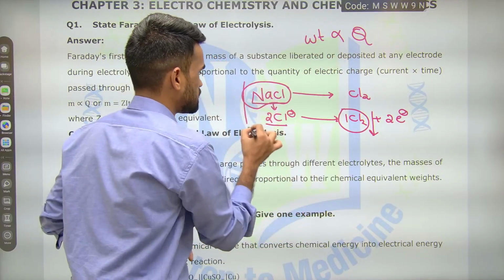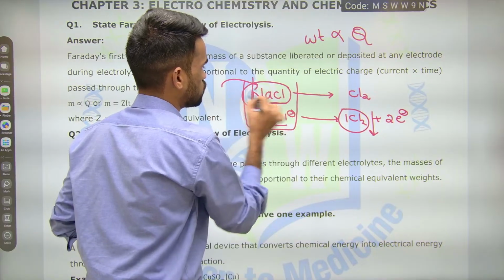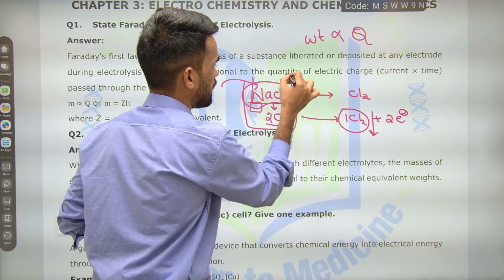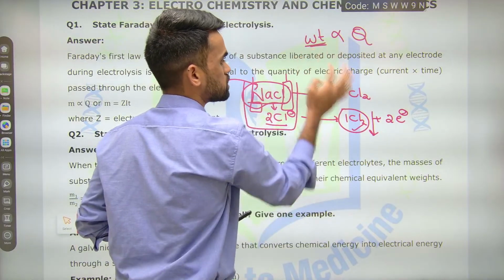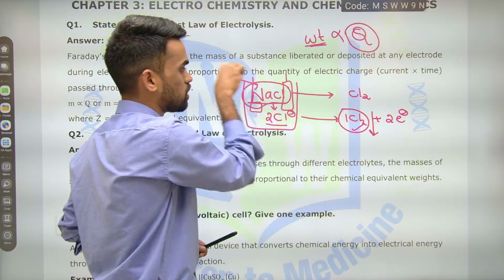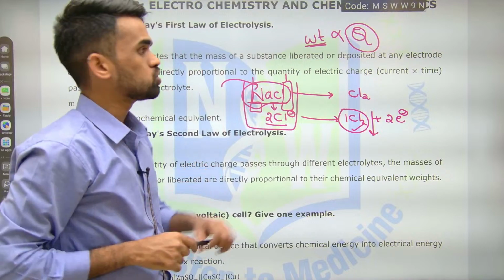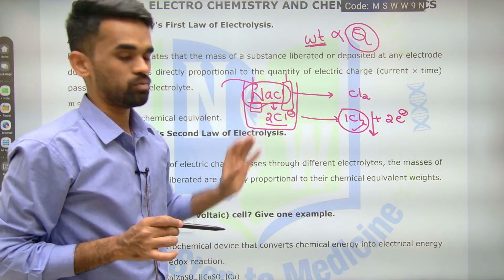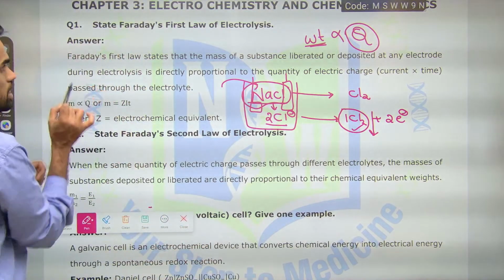Since this is an electrolytic solution, we are passing electricity through it. Now what happens is that at the electrodes we are going to get the substance. The weight of substance deposited at the electrode depends on the quantity of electric charge we are passing through this electrolytic solution. This is what Faraday's first law says. Listen to this once again, read the statement.